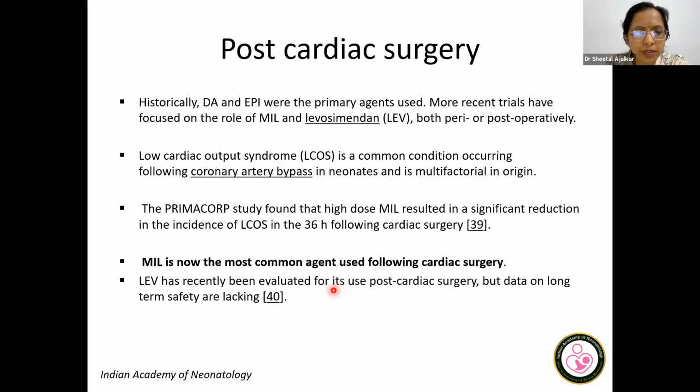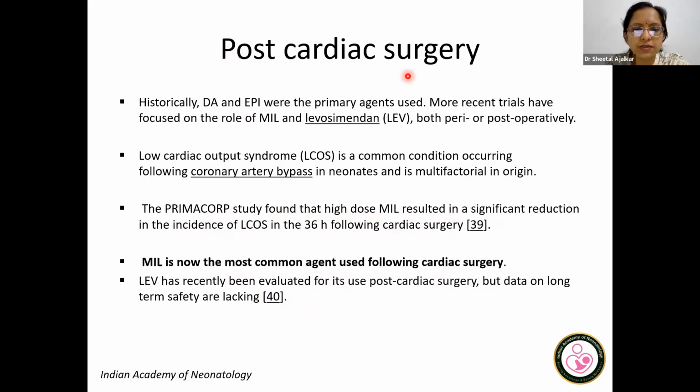And the Primacorp study found that high doses of milrinone resulted in a significant reduction in the incidence of low cardiac output states in the 36 hours following cardiac surgery. So milrinone is now the most commonly used agent for cardiac surgery. Levosimendan is also used, but data on long-term safety is not there. For post-cardiac surgery, the evidence is towards milrinone.